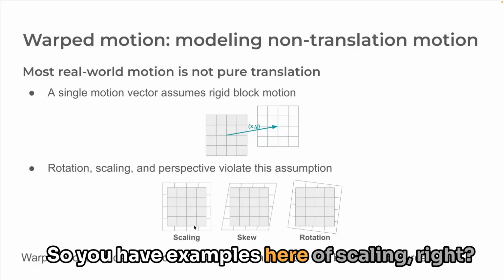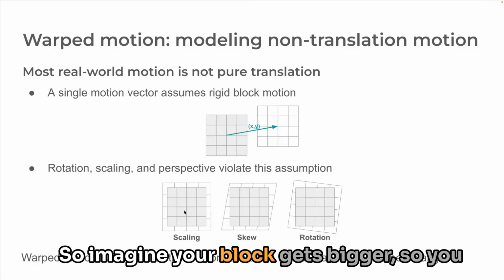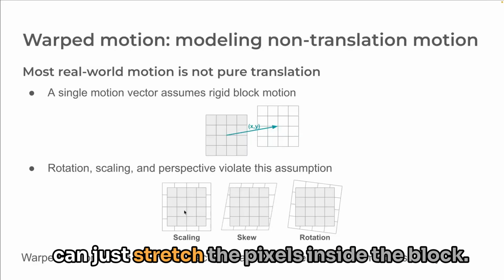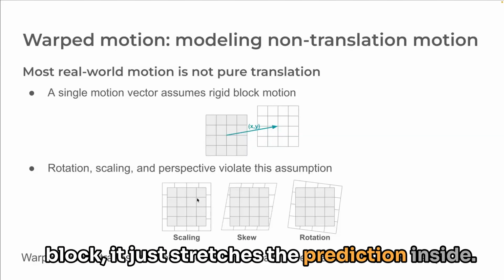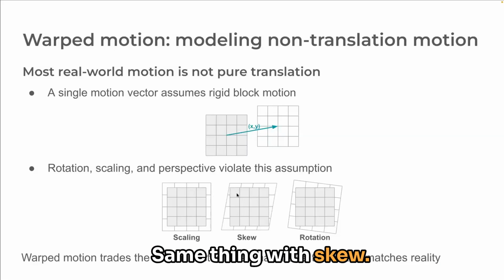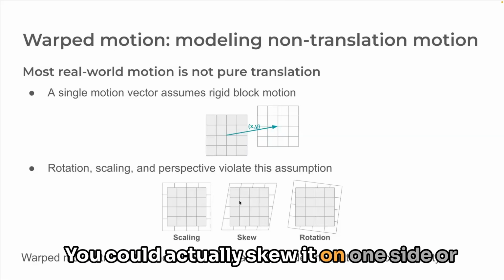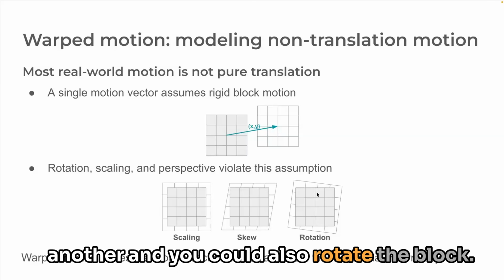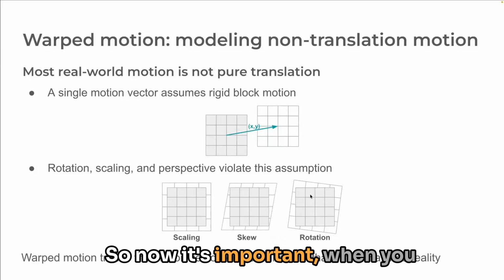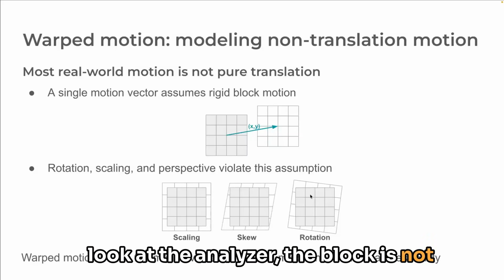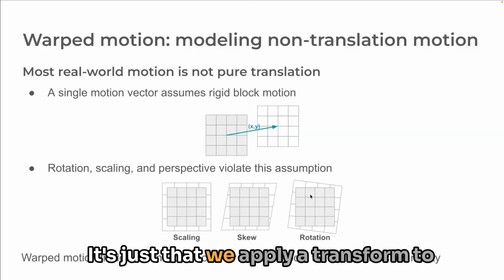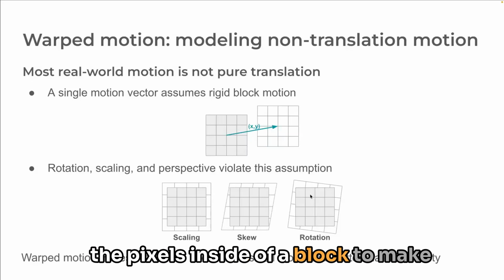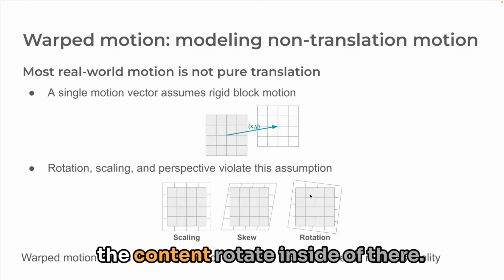So you have examples here of scaling. Imagine your block gets bigger, so you can just stretch the pixels inside the block. It doesn't change the size of the actual block, it just stretches the prediction inside. Same thing with skew. You could skew it on one side or another, and you could also rotate the block. Now it's important when you look at the analyzer, the block is not going to rotate inside the analyzer. The block stays the same. It's just that we apply a transform to the pixels inside of a block to make the content rotate inside of there.